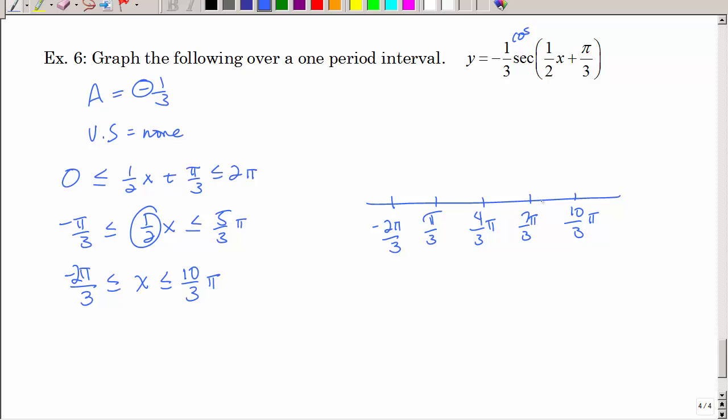And sometimes you can just see a pattern. Oh, I'm adding by 1, really. So if I add 3/3, 3/3, 3/3, 3/3. Okay, so I have no vertical shift, so I know this is at 0. Now amplitude, 1/3. Now 1/3 is pretty small, but I want to make it a little bit bigger so I can see it.